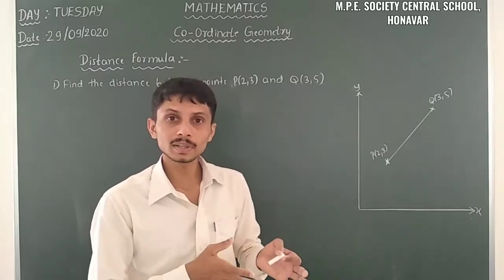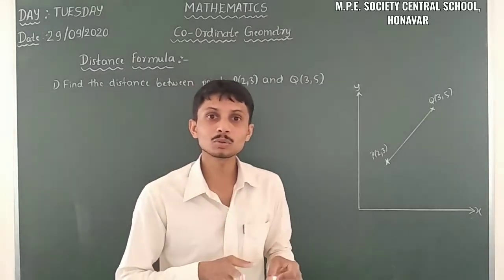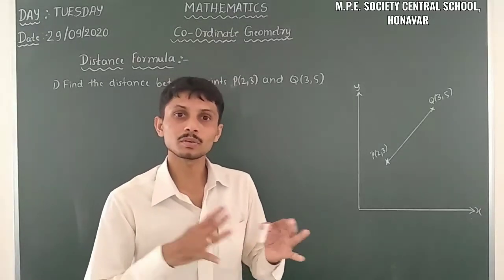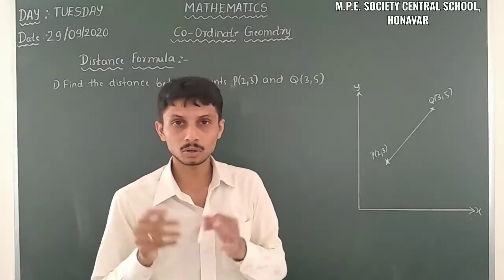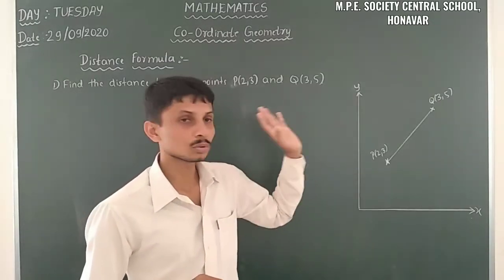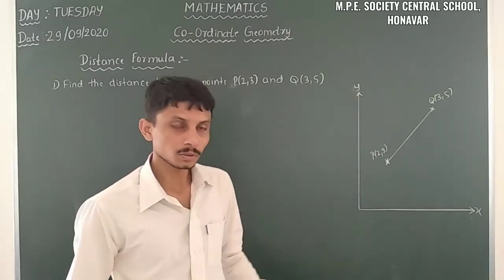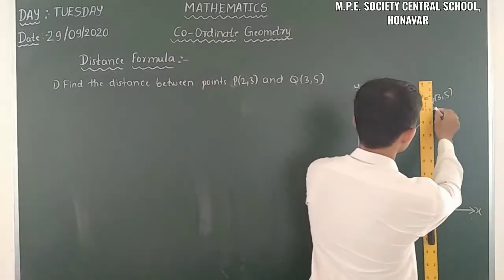So there are 2 methods here, but you have to follow only one method. In examination, you have to follow the distance formula. But here we have to check whether it is right or wrong. So firstly, I will take the Pythagoras theorem to find the distance between those 2 points. Firstly, I will make some constructions here.